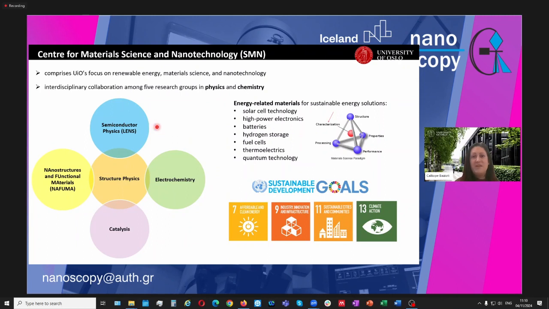So we are focusing on energy-related materials for sustainable energy solutions, having different directions like solar cell technology, high power electronics, batteries, hydrogen storage, fuel cells, thermodynamics, and quantum technology.